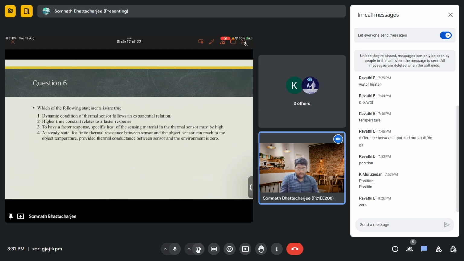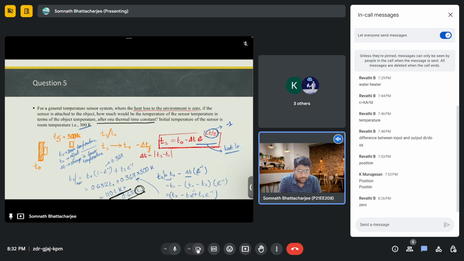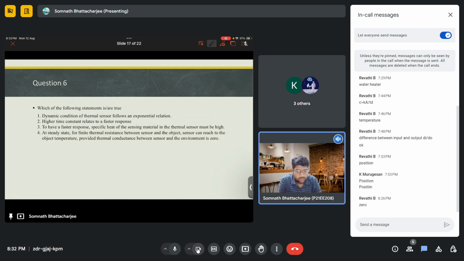Okay, so we'll go to the next question. Which of the following statements is true? Let's go one by one. The first one: the dynamic condition of a thermal sensor follows an exponential relation. You can see it from the previous one itself. The dynamic condition is this, so it has an exponential term in it. So the first one is anyways true.